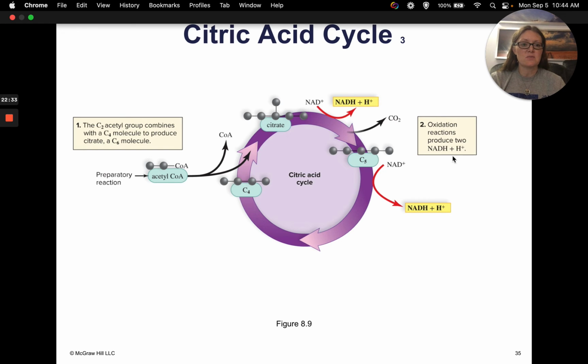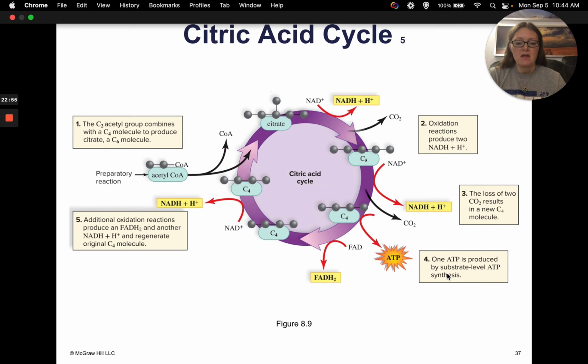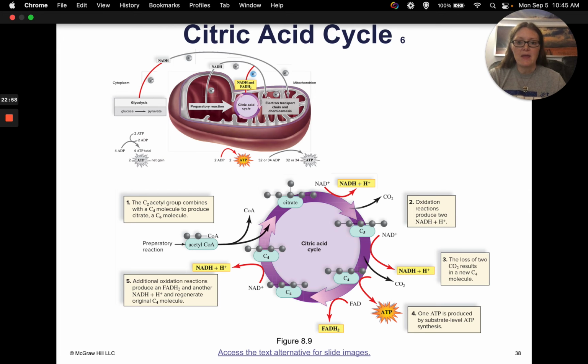Oxidation reactions producing 2 NADHs plus extra hydrogens. Again, those hydrogens are important because they're starting to get concentrated. We have an NAD+, and then going into an NADH again. ATP is produced at this next step, where we get 1 energy from each pyruvate. FADH2 is produced, and then it kind of resets itself and goes back so the process can happen again. So we are getting NADH, FADH, and ATP from this, and the carbon dioxide is released during this step. So this is where we get our carbon dioxide.